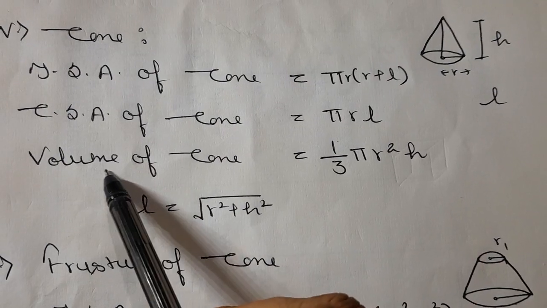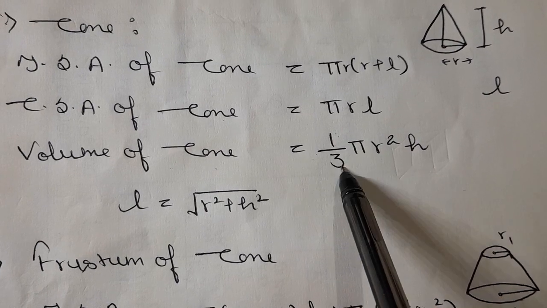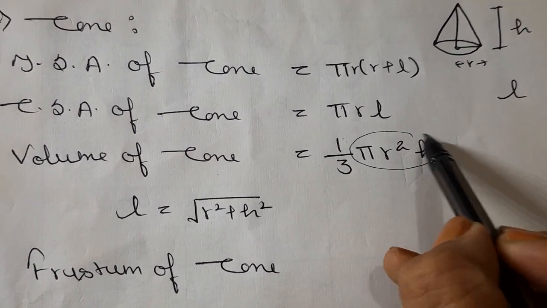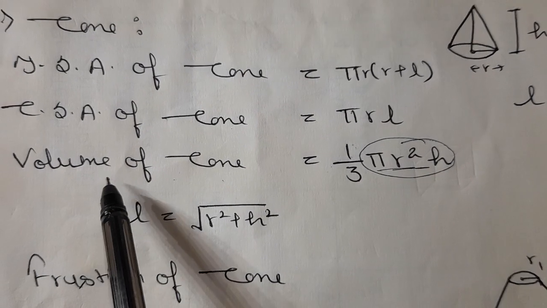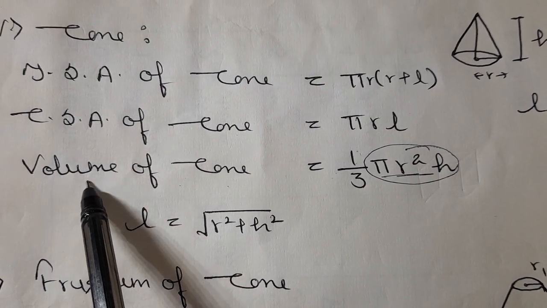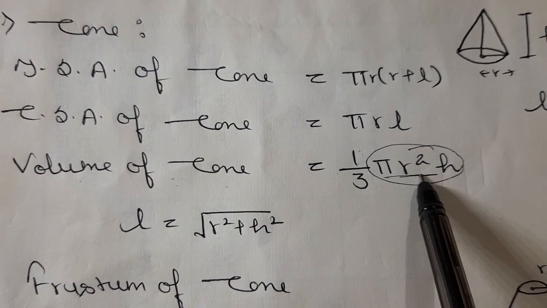Here one question becomes, that is volume of cone, that is equals to 1/3 of the volume of the cylinder, because this one is the volume of the cylinder. So the question becomes, that is volume of cone, that is 1/3 of the volume of the cylinder.